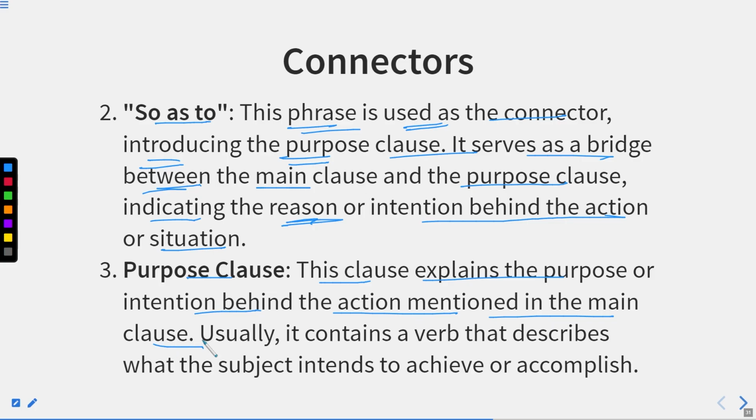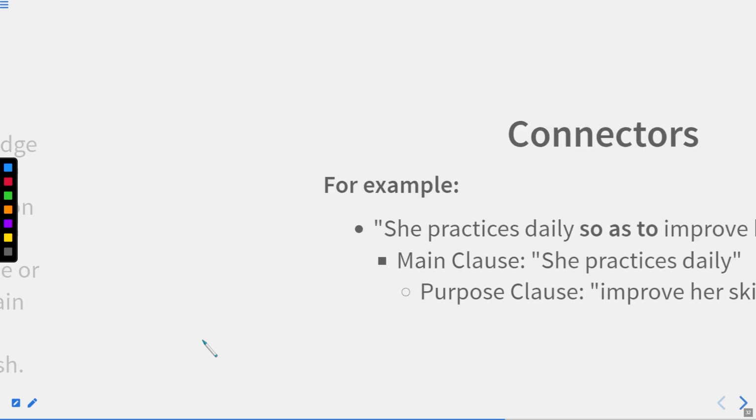clause. It means whatever performance has been mentioned in the main clause, the motive behind it is shown in the purpose clause. Usually it contains a verb that describes, in the purpose phrase. Actually, this is the purpose phrase. We only write the verb, not the subject-verb structure, behind the action mentioned in the clause. Usually it contains a verb that describes what the subject intends to achieve or accomplish.